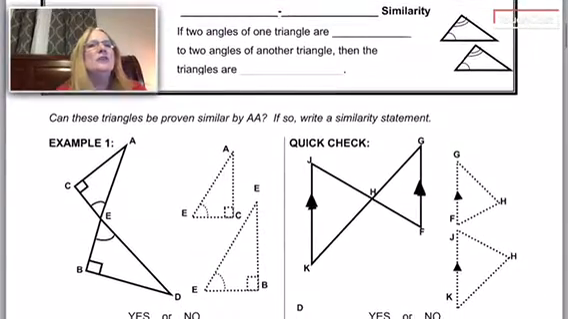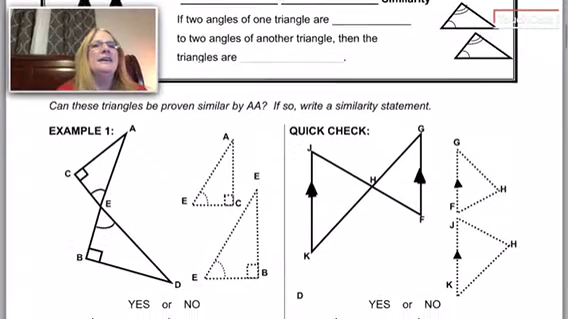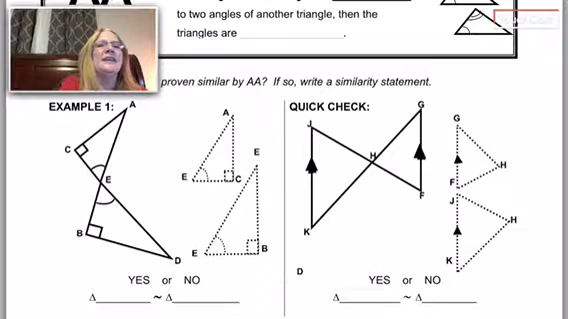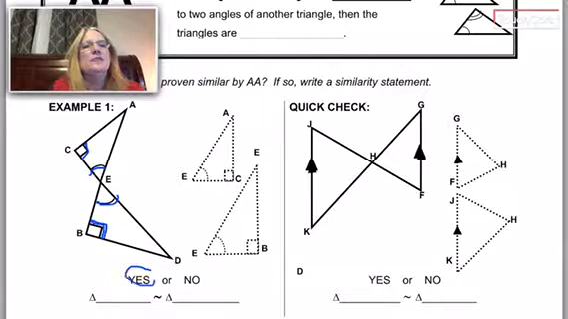Can these triangles be proven similar by AA? Now they have drawn them over here to the side for you separately, which is what you might need to do yourself at some times. But in this picture here, we see a right angle, and then we see these vertical angles. And so vertical angles, even if they didn't draw them, that's enough. We see that we have two angles in both triangles that are congruent. That is definitely enough to prove similarity.